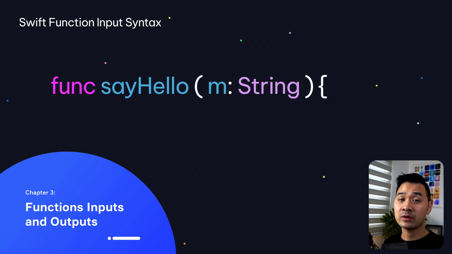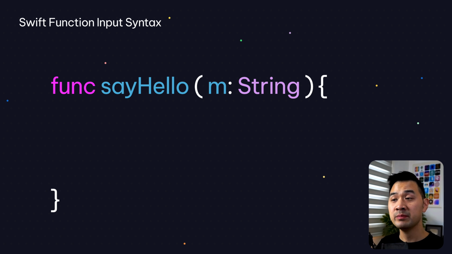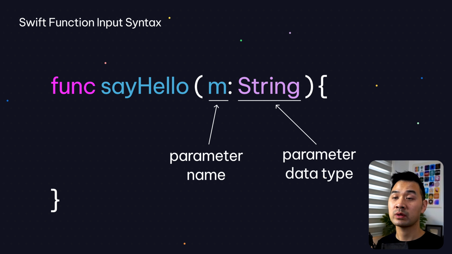Now to take it a step further, functions can be even more useful because they can accept input into the function when you call it. And that is what the 2 rounded brackets are for, that come after the function name. In between those 2 rounded brackets, you can put a series of what looks like variable declarations. If you take a look at this slide here, in between the 2 rounded brackets, I have m:string. Now what this is doing is declaring what's called a parameter for the function.